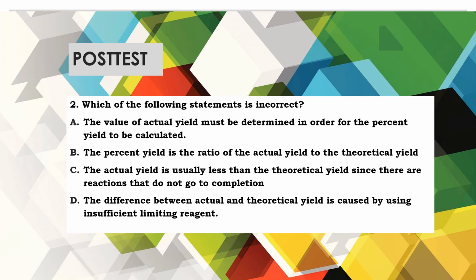Number 2, which of the following statements is incorrect? A. The value of actual yield must be determined in order for the percent yield to be calculated. B. The percent yield is the ratio of the actual yield to the theoretical yield. C. The actual yield is usually less than the theoretical yield since there are reactions that do not go to completion. D. The difference between actual and theoretical yield is caused by using insufficient limiting reagent. The answer is letter D.